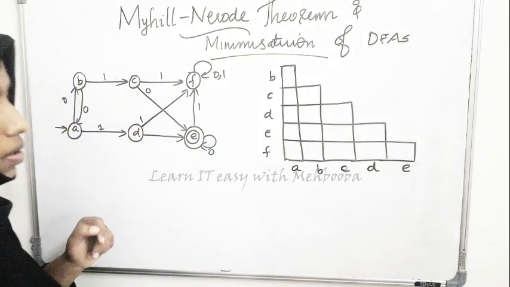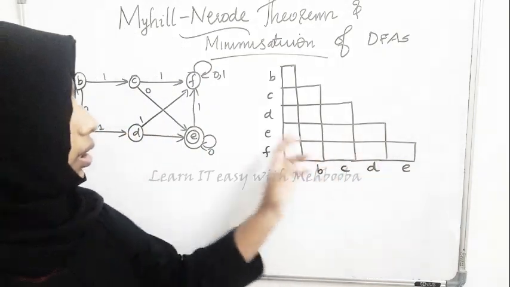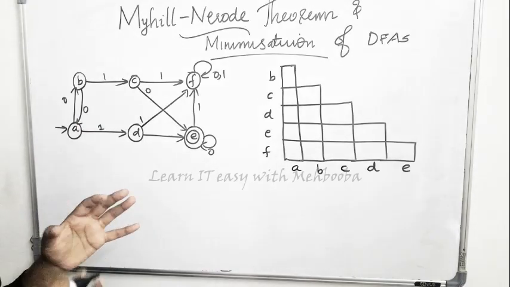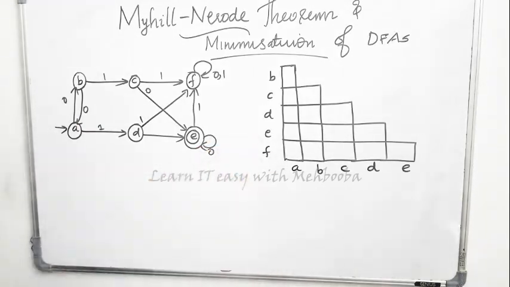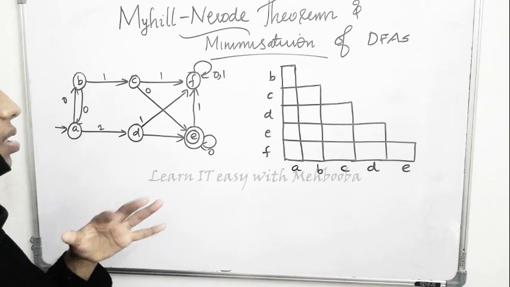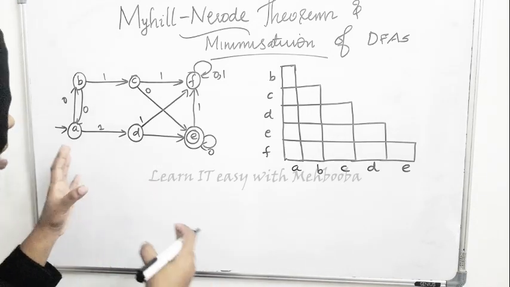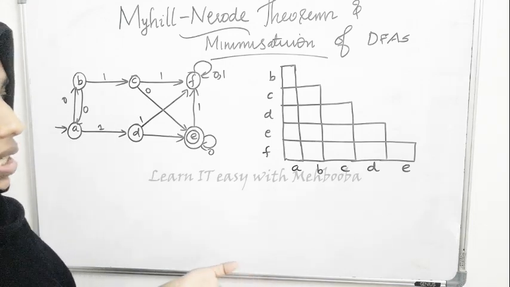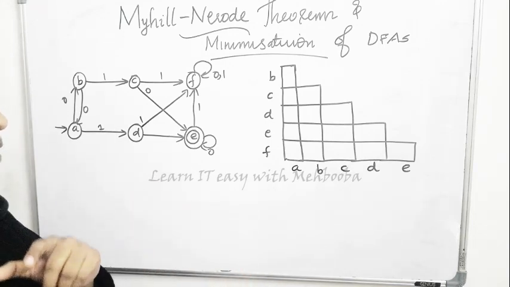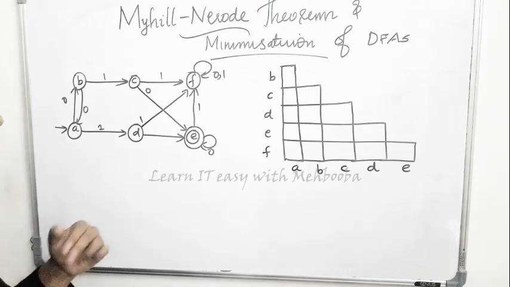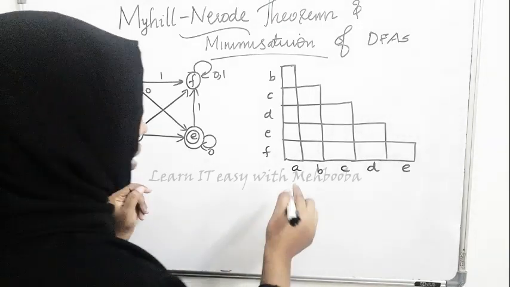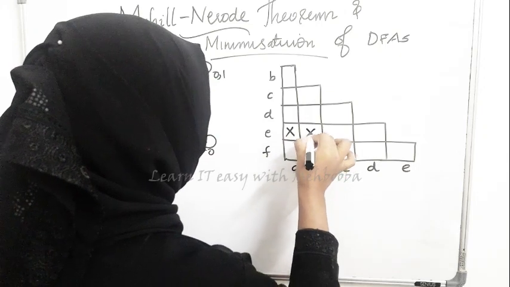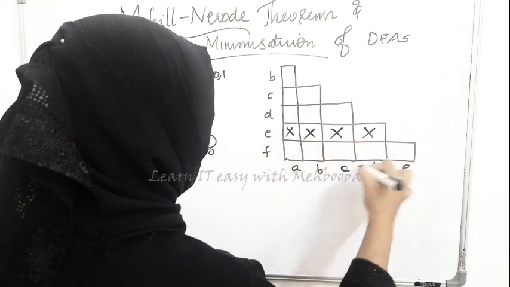Yeah, this is the table. A, B, C, D, E here and B, C, D, E, F here. So you won't have any same states appearing in the pairs. Now we have the same thing to do first, that is any combination of final state and non-final state. Any pair containing a final state and a non-final state can never be equivalent. So along the row for E, E can never be equivalent to A, B, C, D or F.